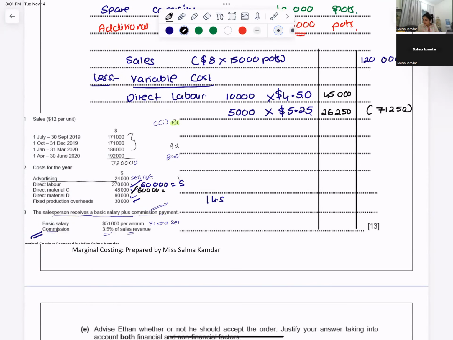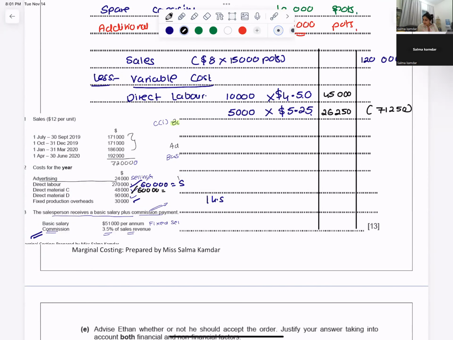$1.50 into 102%. 1.50 into 102%, it will give you $1.53. So into $1.53, this will become 15,000 for material D and 7,650 for material D extra units. So the total is coming up to 22,650.